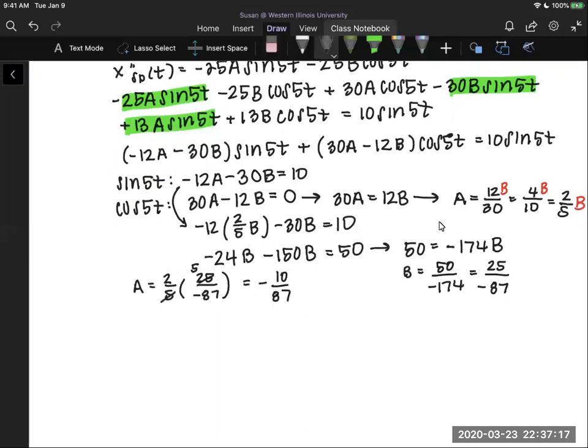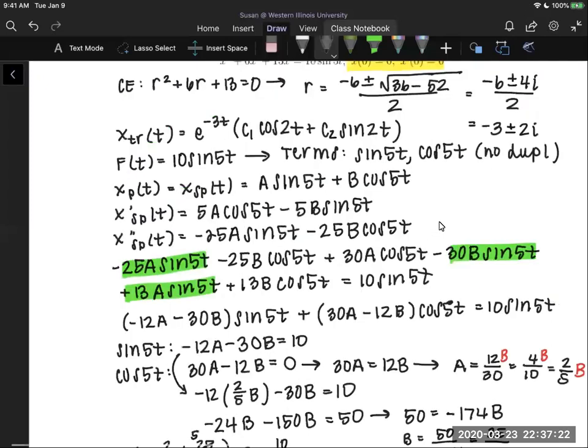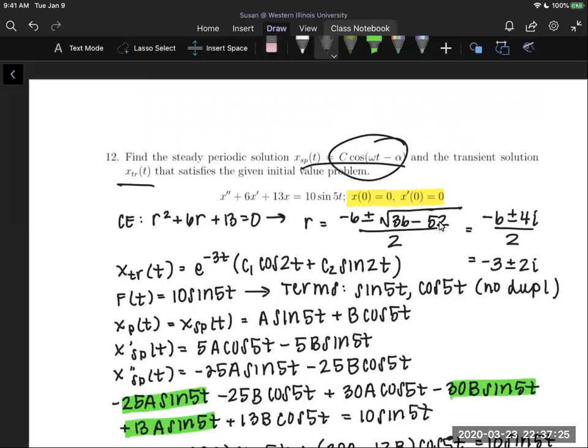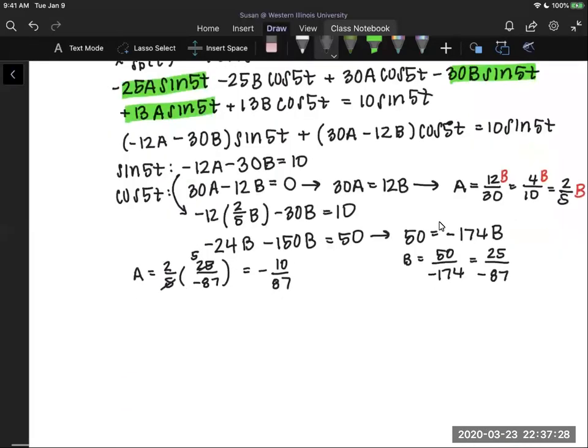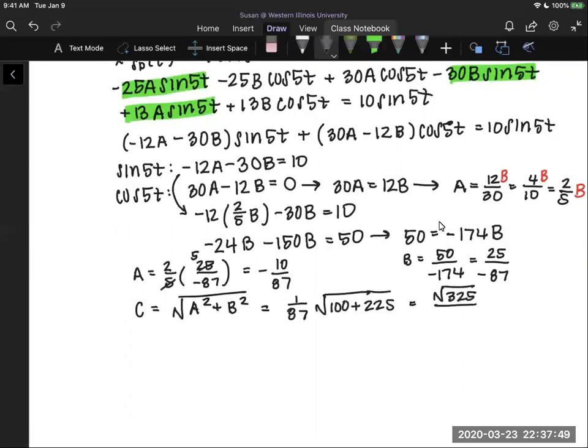I won't even write out that steady periodic function with the A and the B because I believe we want to condense. Yes, so we want a single cosine function here. So let's go ahead and utilize the fact that C is the square root of A squared plus B squared, which is going to be a 1 over 87 square root of 100 plus 225. So the square root of 325 over 87. All right, and I won't even reduce that for now.